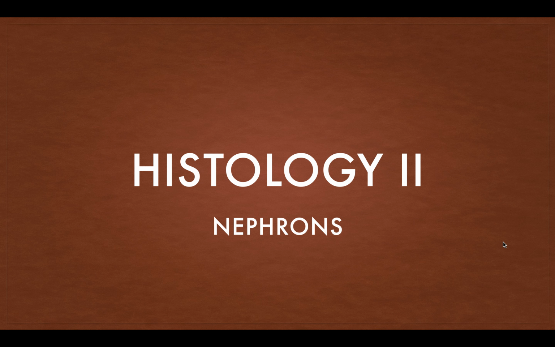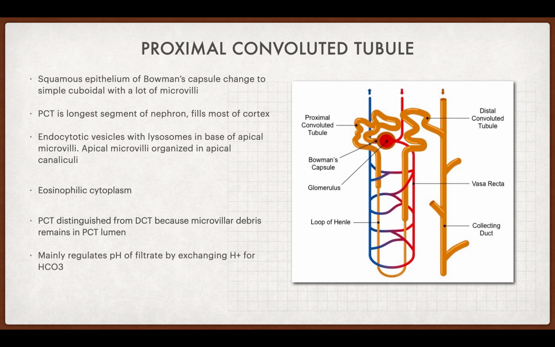Hey everybody, today let's go through the histology of the nephrons. The proximal convoluted tubule, as you can see here, is associated with the venous blood, and the squamous epithelium of the Bowman's capsule changes to simple cuboidal with a lot of microvilli.